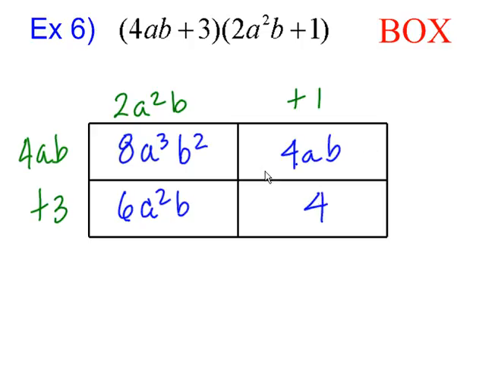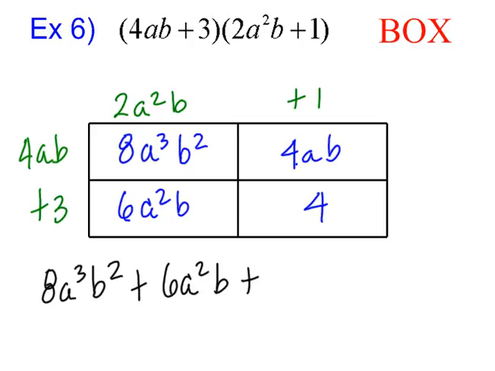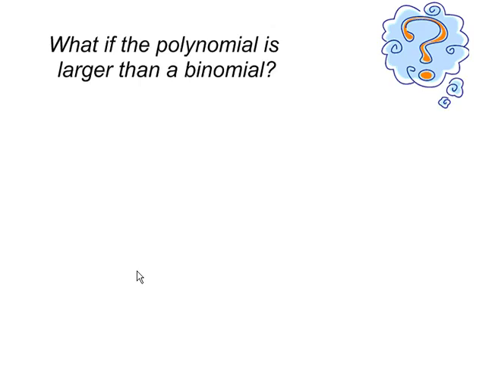In this case, our diagonals are not the same. So what we're going to do is we're just going to write down all our terms because we're going to have 4 different terms this time. So 8a to the third b squared, and we're going to put them in descending order, 6a squared b plus 4ab plus 3.